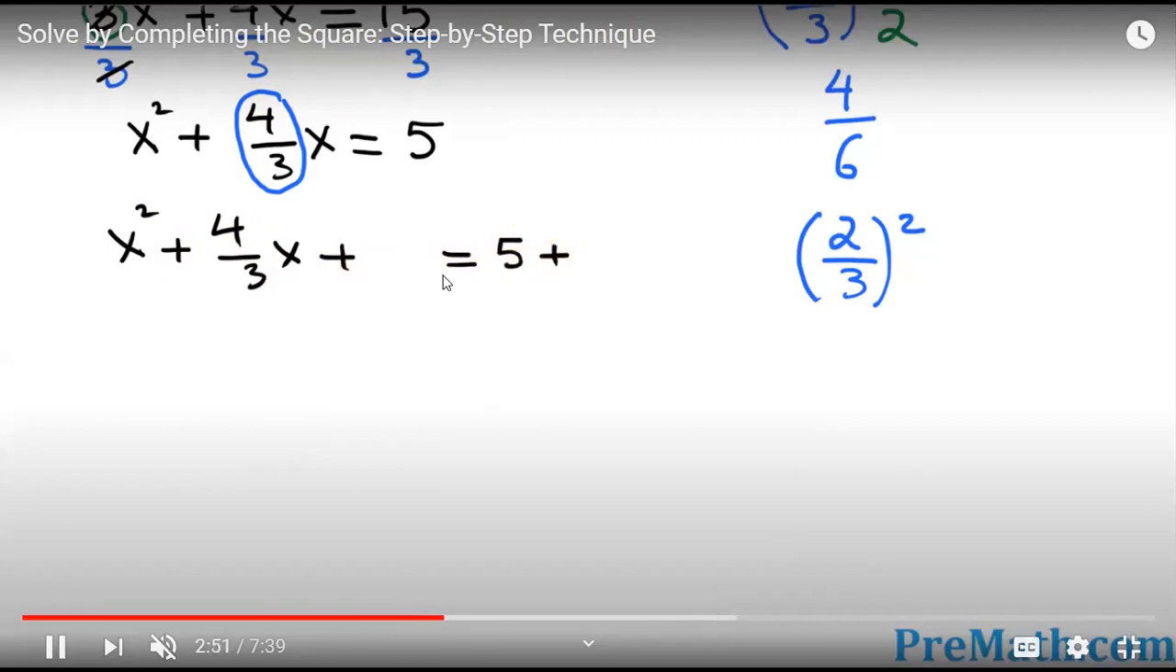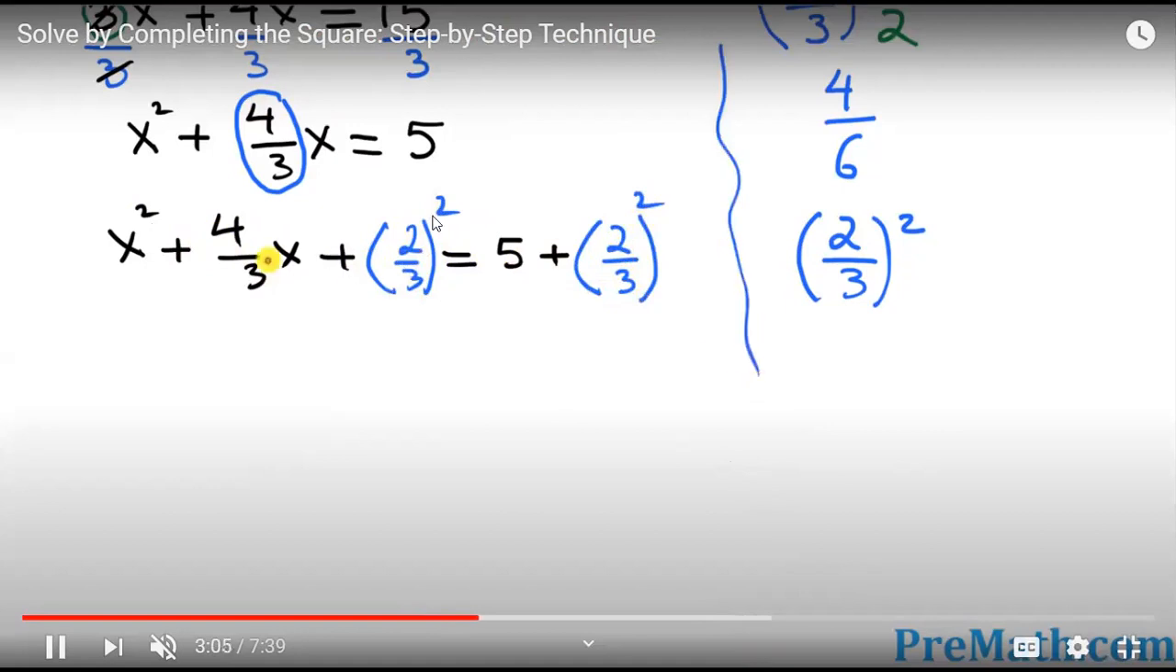Why? Because we have to balance the equation. For balancing the equation, we have to add 2 upon 3 whole square on both sides of the equation. Now we can check x square plus 4 upon 3x plus 2 upon 3 whole square is a perfect square, or we can apply the reverse form a plus b whole square. The square root of x square is x, and the square root of 2 upon 3 whole square is 2 upon 3. The reverse form of this is x plus 2 upon 3 whole square.